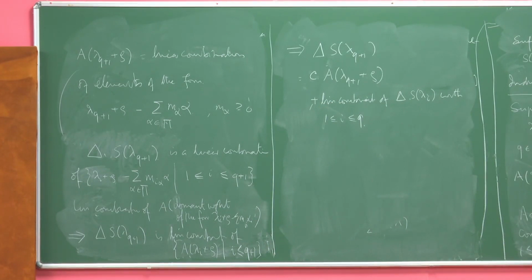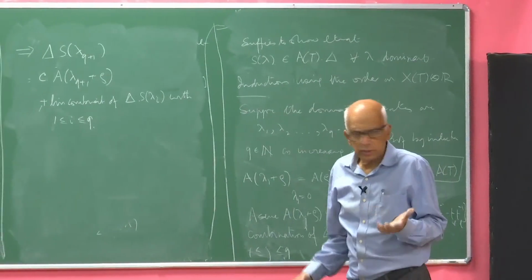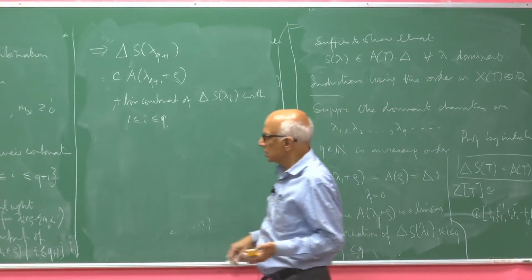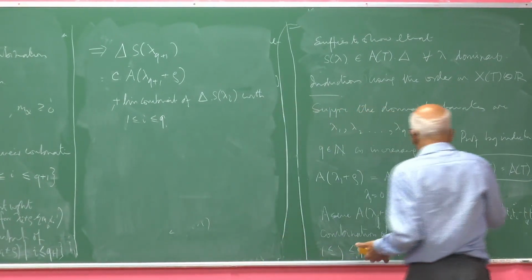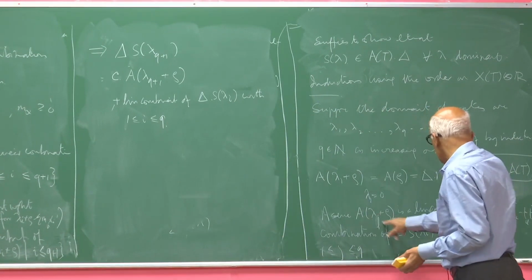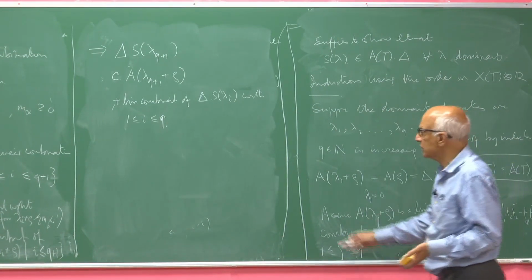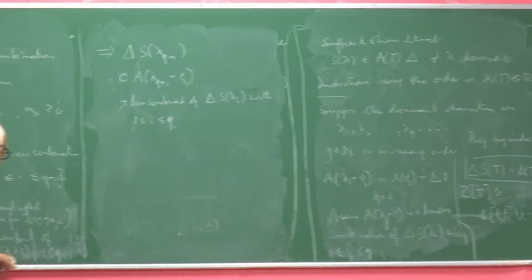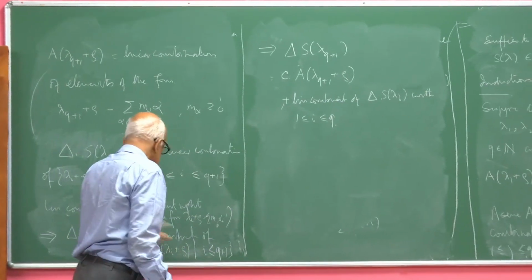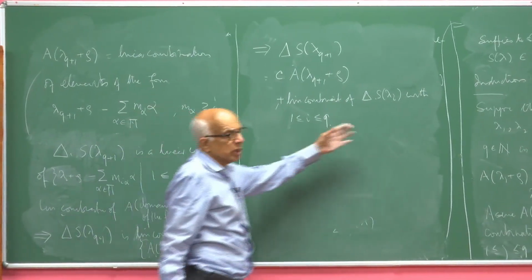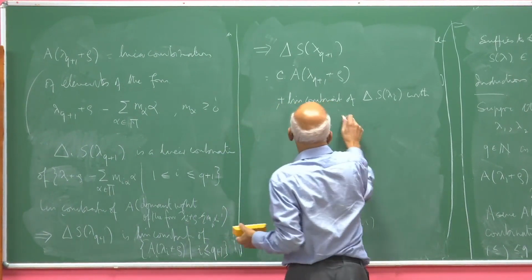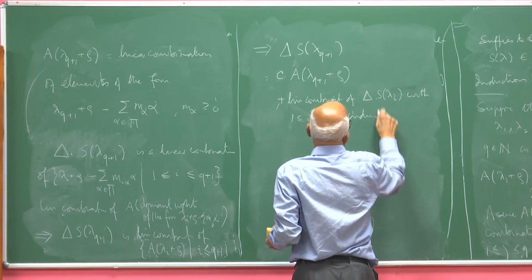One of the important facts is that all these combinations will be W invariant also. By the induction hypothesis, what I have done is assume that A lambda I plus rho are linear combinations of the earlier ones, except the one corresponding to q plus 1. That is how you get this, by induction hypothesis.